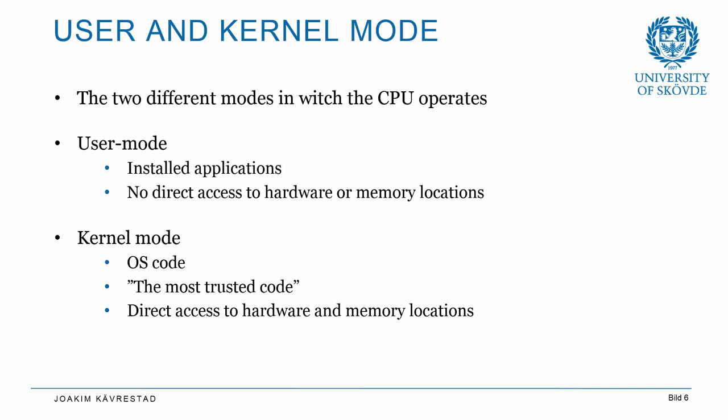So let me talk a little bit about user and kernel mode. As it's written in the material, user and kernel mode are 2 different modes in which the CPU operates. In user mode, we have installed applications, third-party applications that are installed by the user. Something extremely important about user mode is that user mode applications have no direct access to hardware or memory locations. So you can consider this the untrusted zone, where you run stuff that shouldn't really be trusted. Then we have kernel mode, where we run the most trusted code, the operating system code, and we have direct access to hardware and memory locations.